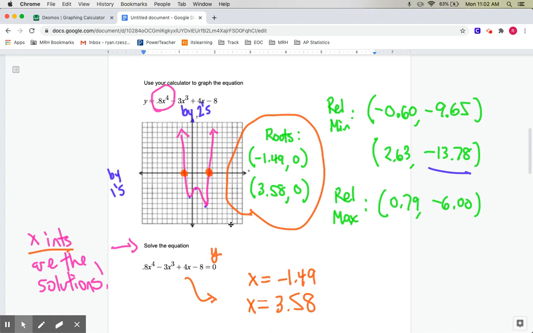There are actually two possibilities for what could be going on. Option one is that my other answers are imaginary. Because if I had an imaginary answer, I would not see it on this picture. And then option two is that my answers right here actually repeat or have a multiplicity of more than one. Those are the two explanations for why I don't see four answers like I'm supposed to.